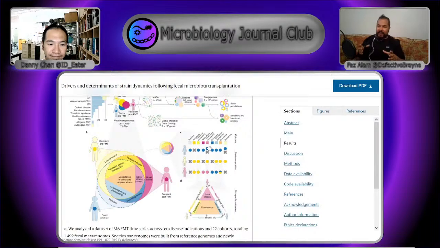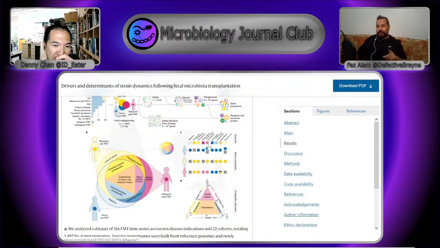What they tend to find is that the most important thing is the state of the environment of the recipient, so the microbiome that is already there. There are some species of bacteria that tend to be a lot more resilient to this. And they find that it's very rare for a donor microbiome to either take over completely or be completely rejected. It's usually on a spectrum of different outcomes.